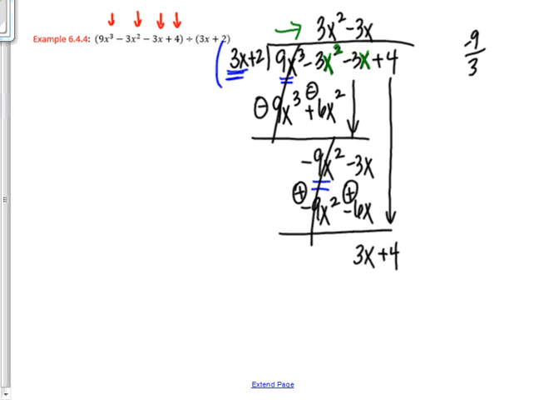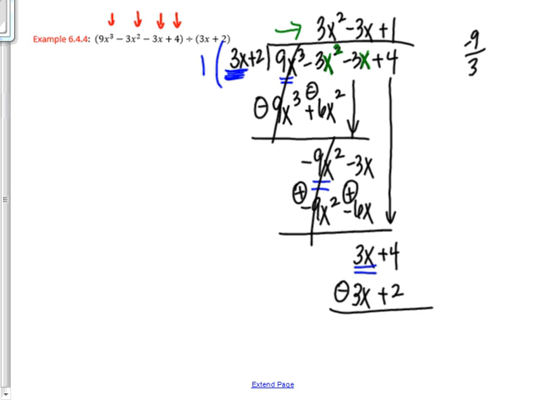Okay, so let's figure out what our last distribute is. So you're going to say, again, how many times does 3 go into 3? One time. The 4 doesn't have an x, so neither does the 1. So now we're distributing a 1. So what's 1 times 3x? 3x. And what's 1 times 2? 2.